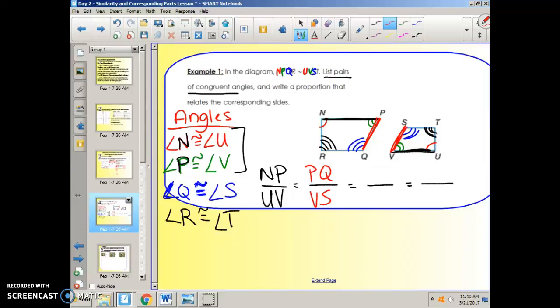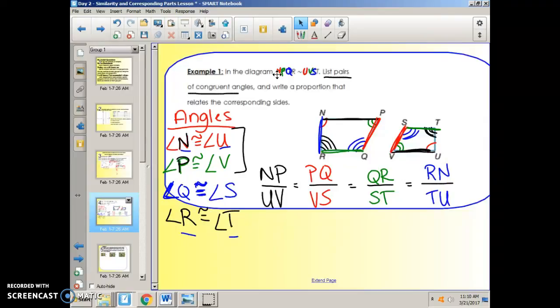PQ goes with VS. QR goes with ST. QR, ST. And RN, make sure you're following this, goes with TU. RN, TU. Okay, so that's what it's asking for. We listed all the pairs of congruent angles, and we've written a proportion that relates all the sides. So make sure you have that copied. Make sure you understand how we use that setup up at the top.